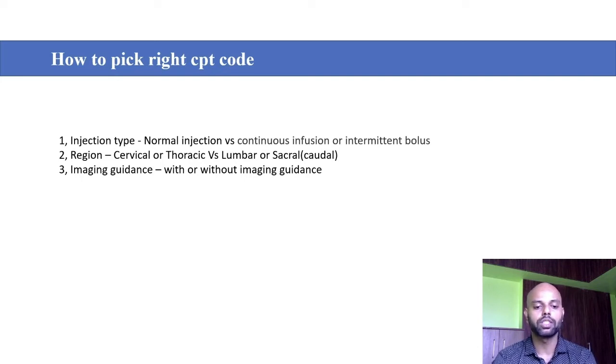First, you have to check the injection type, whether it's a normal injection, a continuous infusion, or an intermittent bolus. The next one is the region in which the injection was given, whether it's cervical, thoracic, lumbar, or sacral. And the last one is imaging guidance. You have to check whether the injection was given with or without imaging guidance. Based on these 3 criteria, you can choose the right code.